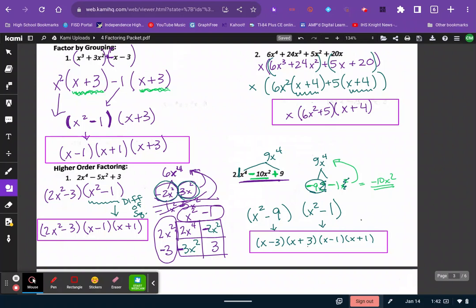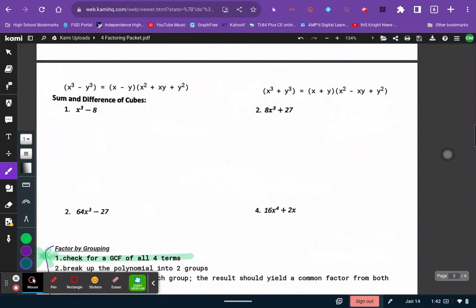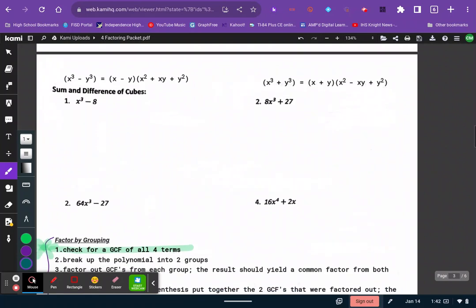Okay, so with higher order factoring, still follow your flow chart, but be very aware, because there's a good chance you're going to need to continue factoring before you think you might be finished. Okay, let's go back up a little bit and look at a couple of sum and difference of cubes, since those are considered higher order factoring as well.